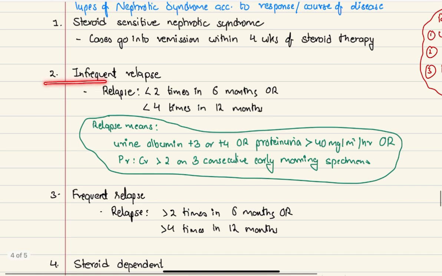Then there is infrequent relapse, where the relapse of nephrotic syndrome, which actually means the urine albumin of plus 3 or plus 4 or proteinuria of more than 40 mg per meter square per hour, or the protein creatinine ratio more than 3 on 3 consecutive early morning specimens. Okay, so this is what relapse means. And in infrequent relapse, this relapse will occur less than 2 times in 6 months or less than 4 times in 12 months. This is called infrequent relapse.